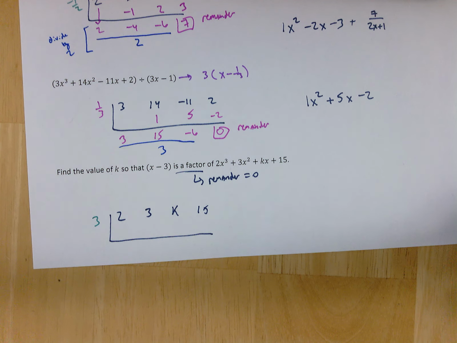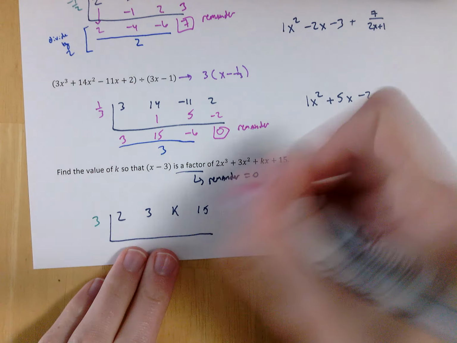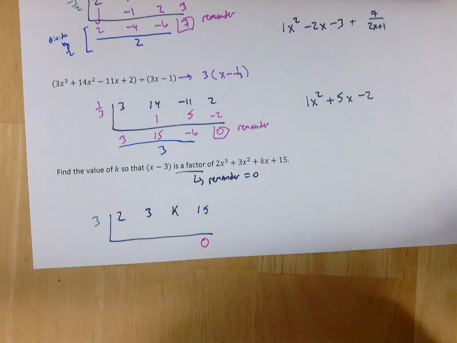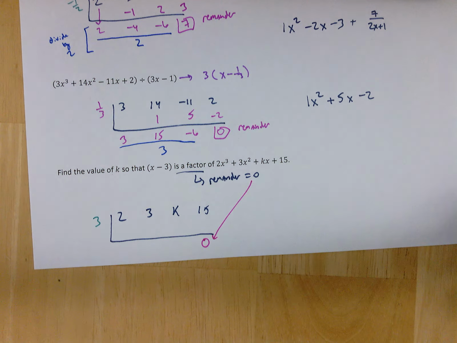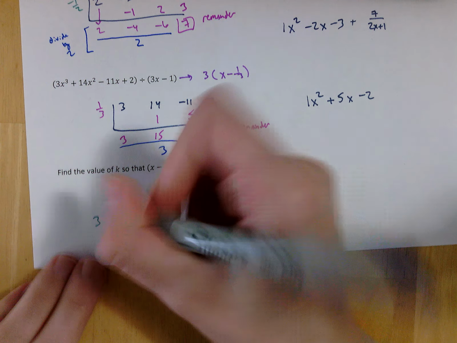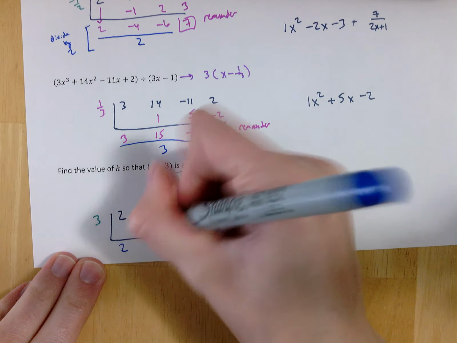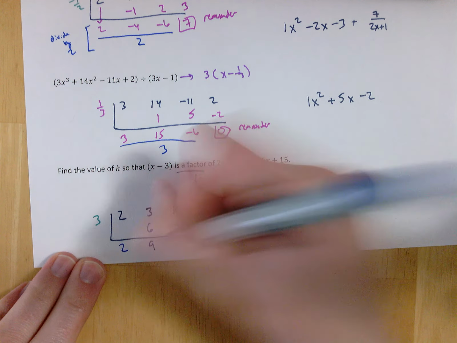All right, and we're going to do our synthetic division, and I'm just going to roll with the fact that there's a k here. The one other thing I forgot to write in is that because I know my remainder is 0, this number should equal 0. So that should be a 0 there. Now we'll roll with our synthetic division like we've been doing. Bring down the first number. 2 times 3 is 6. Add, so that adds to 9.